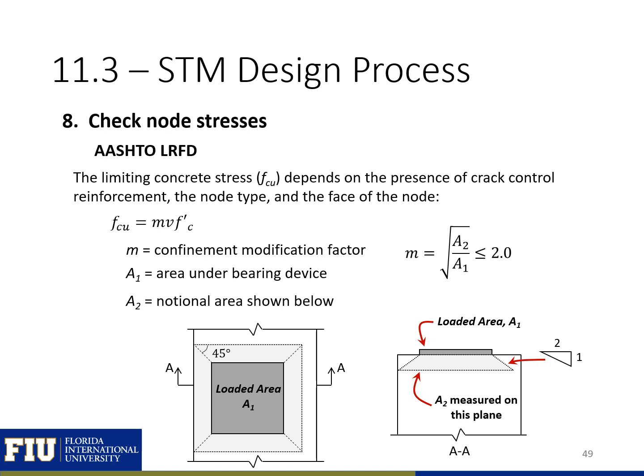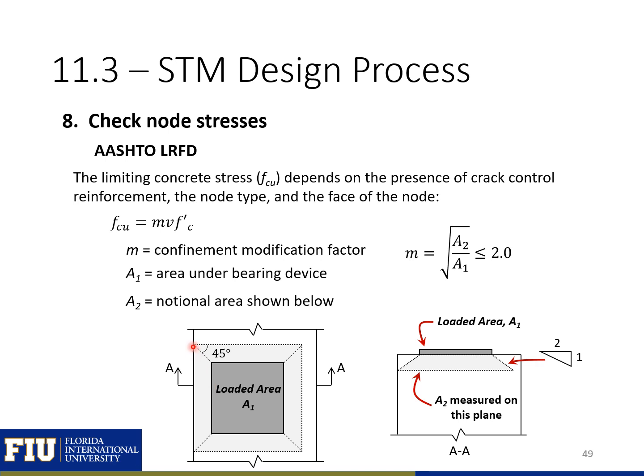We also have a factor called the confinement modification factor, m, which takes into account the confinement benefits that you can get if your bearing area is smaller than the member that's being loaded. So you can see here our A1 is the area under our bearing device, so shown here, and our section that's being loaded is larger than this bearing area in this figure. So our A2 is called the notional area, and this is the area if we extend out a line with a slope of 2 to 1 here. When this line intersects the edge of our section, that's the plane where we'll measure our A2.